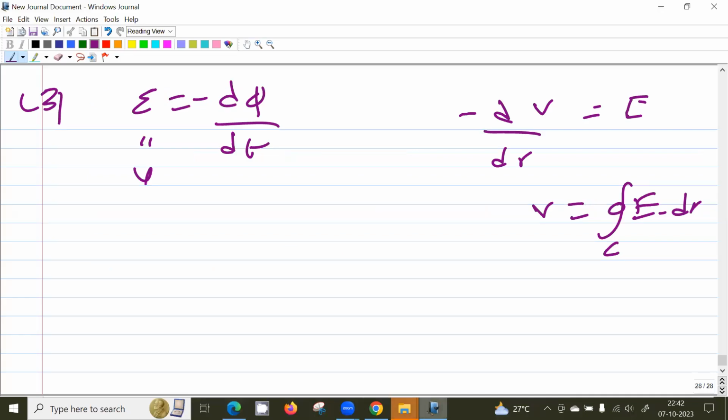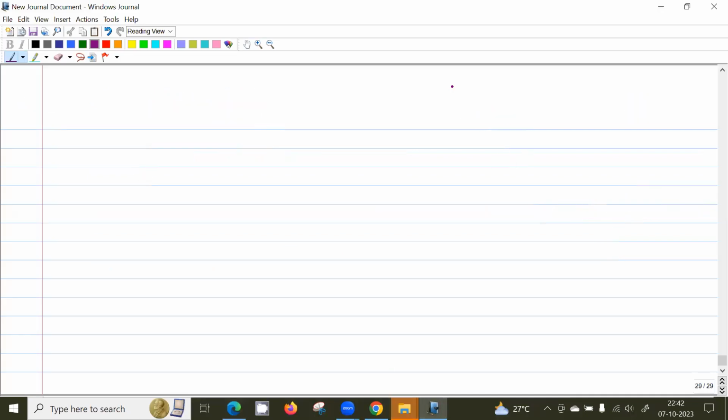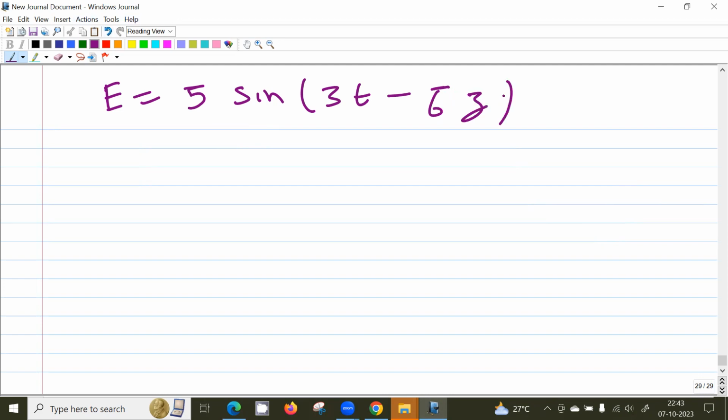Okay, this is one last concept. Suppose I say for an electromagnetic wave, E is E naught, let me say 5 volt per meter, into sine of omega t minus kz. Let it be 5 and 6z. So this is a wave traveling in the z direction.